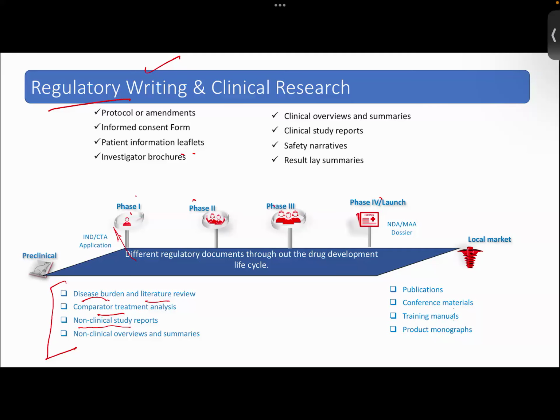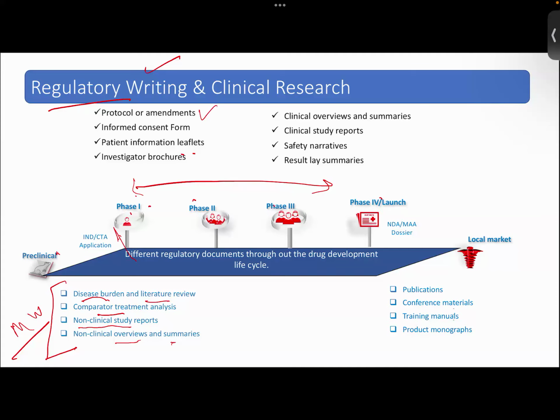Non-clinical study reports, because you have done animal studies. You have to prepare the reports of those. Overviews and summaries of preclinical studies, all done by medical writers. But this is before phase 1. During phase 1 to phase 3, what are the different documents you prepare?